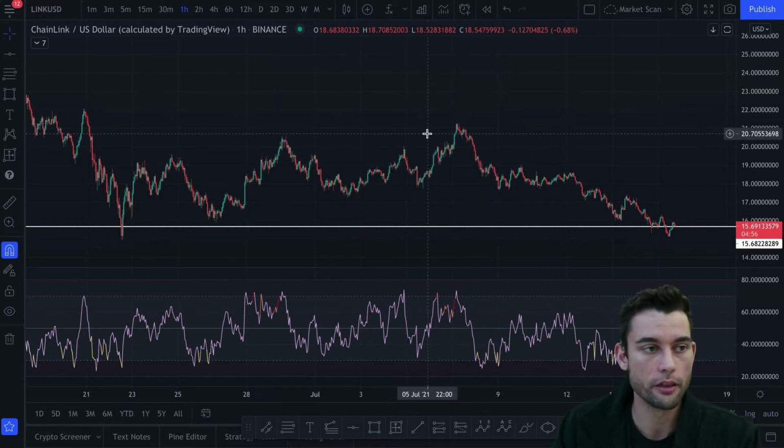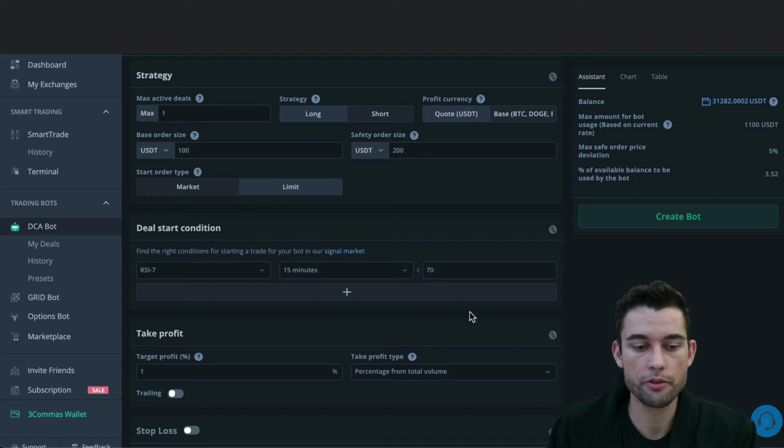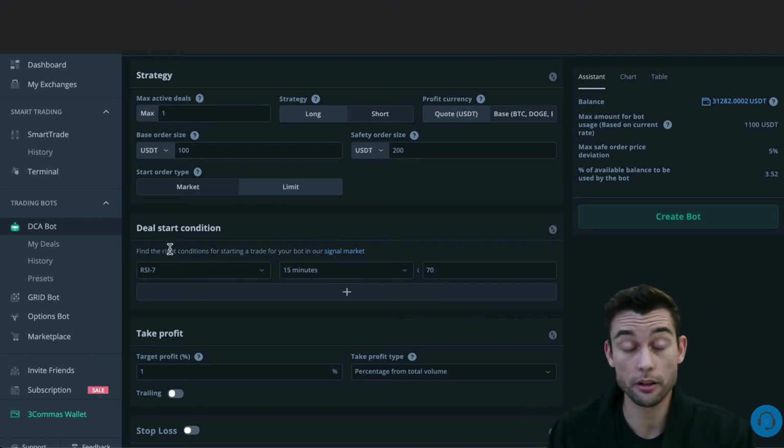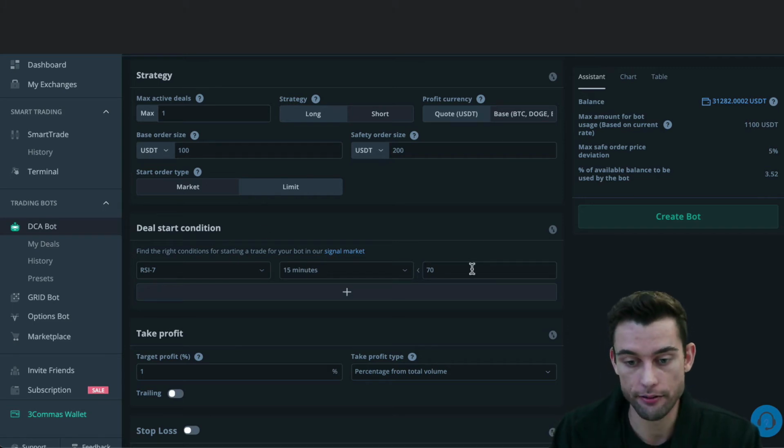So let's go back to 3Commas and check it out one more time. Okay, so going back to 3Commas, you could see that the deal start condition for this bot is the RSI 7, 15 minutes, 70. What does that mean? Well, let's go back to TradingView and check it out.